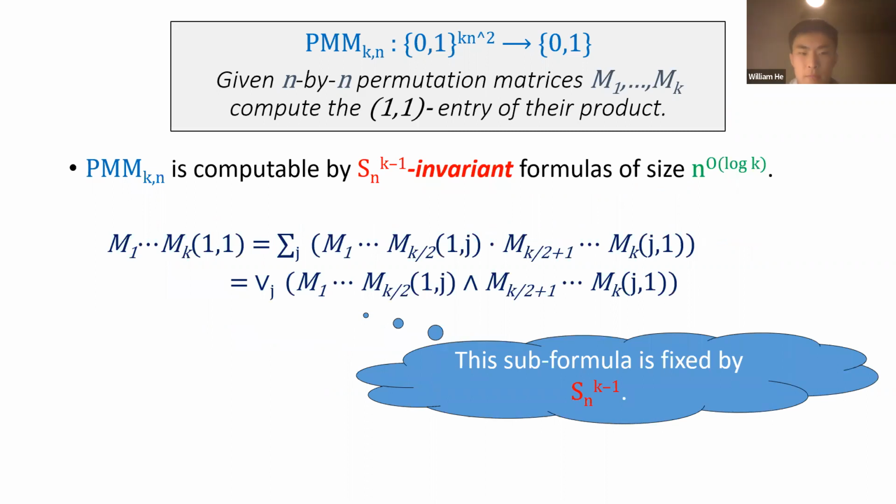We also observed that the divide and conquer upper bound formulas that I described are also invariant under S_n^(k-1). So we can restate our upper bound as PMM_{k,n} is computable by S_n^(k-1) invariant formulas of size n^O(log k). So it's quite interesting that the conjectured optimal upper bounds for PMM_{k,n} actually exhibit some of the same symmetries that the problem PMM_{k,n} exhibits.